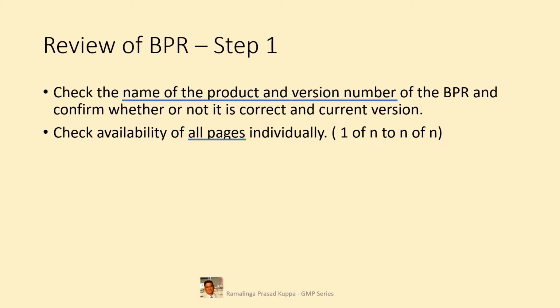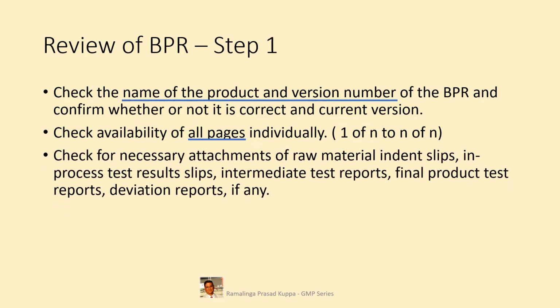One important point is that each page of the BPR should reflect the name of the product or code number along with version number from first page to the last. It must be included as a header or footer as per convenience. Check for necessary attachments of raw material indent slips, in-process test result slips, intermediate test reports, final product test reports, deviation reports if any. Check all attachments listed here for objective evidences.